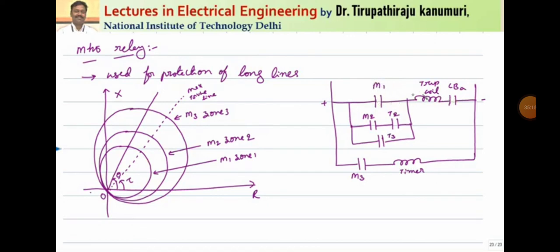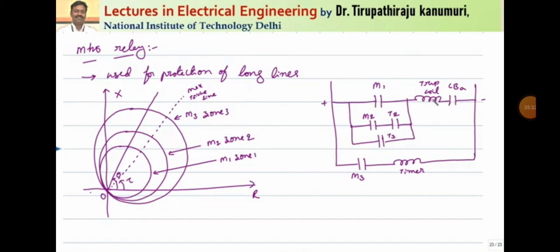Let us assume it is between zone 1 and zone number 2. Then after time T2, M2 will close the circuit. Let us assume it is between zone 2 and zone 3. Then after time T3, the circuit will close. In this way, the relay will operate.